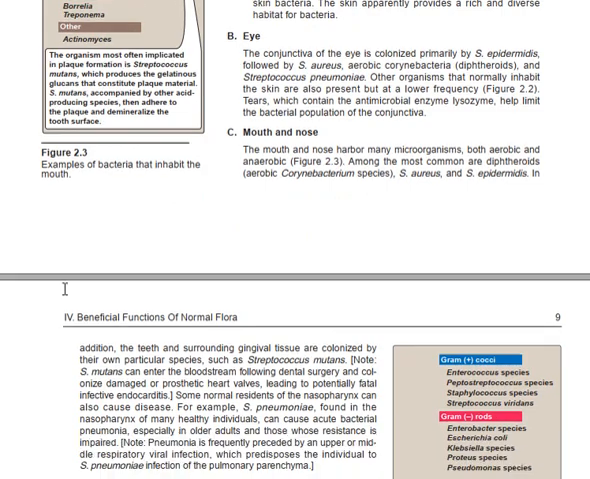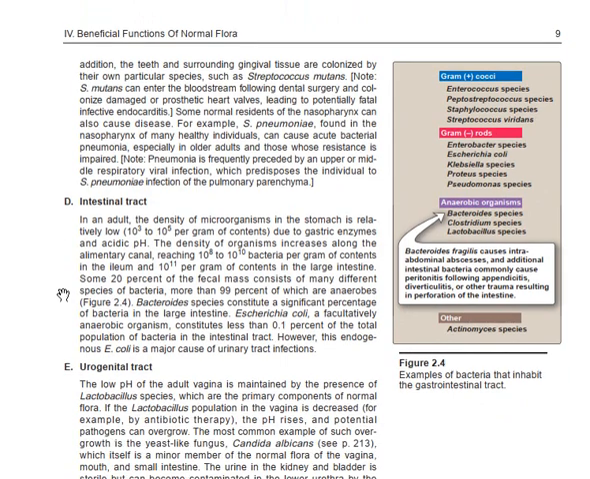Is it clear? So the next one, after the mouth, we have examples of bacteria that inhabit the gastrointestinal tract. You start with gram-positive cocci.